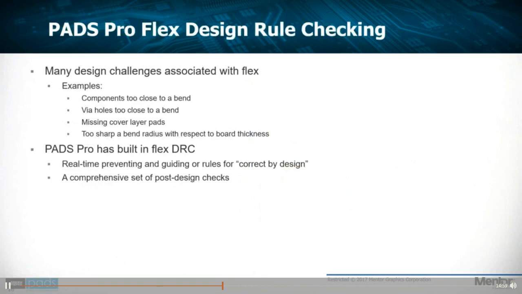Okay. So there are many design challenges associated with flex, and some of these, just as an example, are components too close to a bend, via holes too close to that bend, missing cover layer pads, or maybe even too sharp of a bend radius. So Pads Pro has built-in DRC that is directly related only to those flex areas on your board. This can be very powerful to check for those things that you might not be familiar with or might not be aware of in the flex domain, that are only required to be checked in those flex areas in your circuitry.